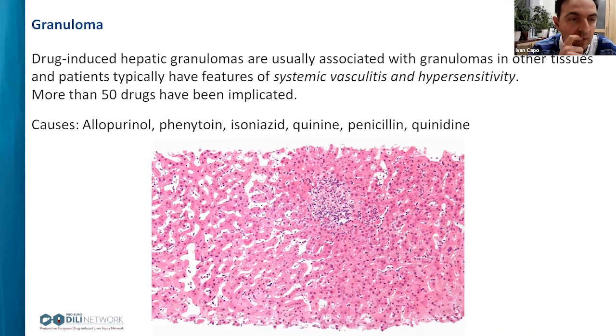Also, granulomas are connected with the use of some drugs. We can see this finding, for example, in allopurinol or phenytoin treatment, but they are usually connected with some systemic vasculitis or hypersensitivity. And according to this animal model, we can expect these histological changes like the formation of granuloma.